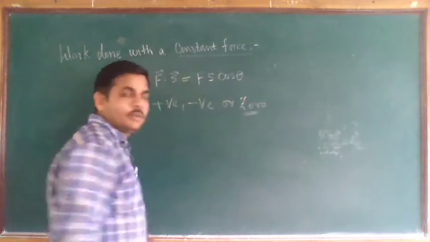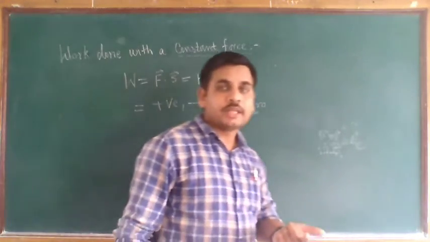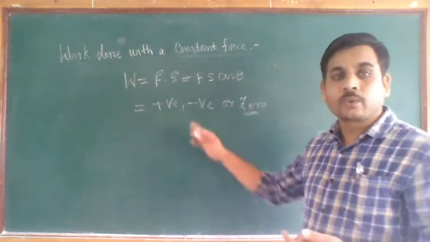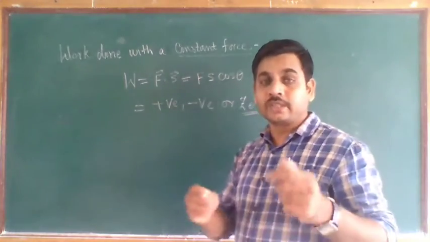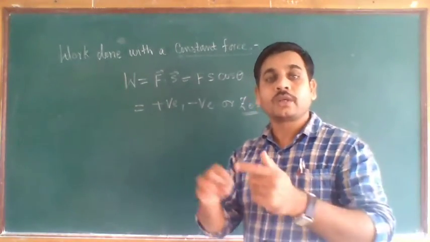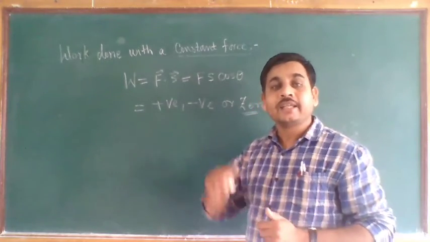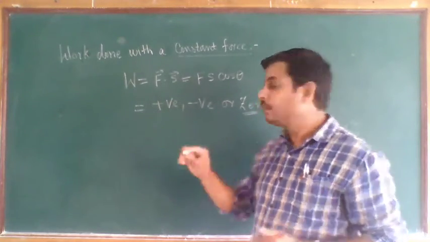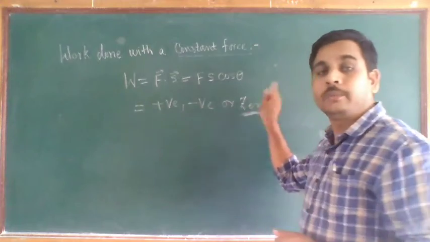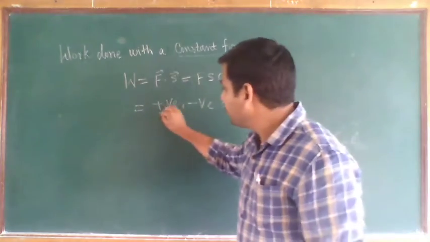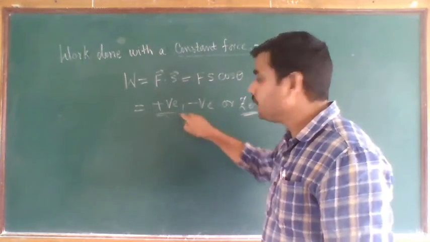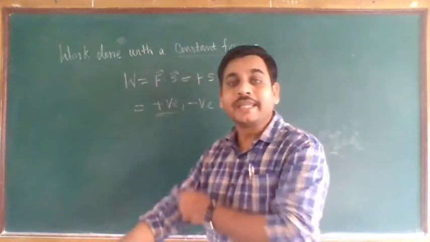We just check for the round journey. In that round journey, the work done depends only on the endpoints, not on the intermediate path, and in that round journey or closed loop, we can see the work done will be 0. There may also be positive, and there may also be negative.